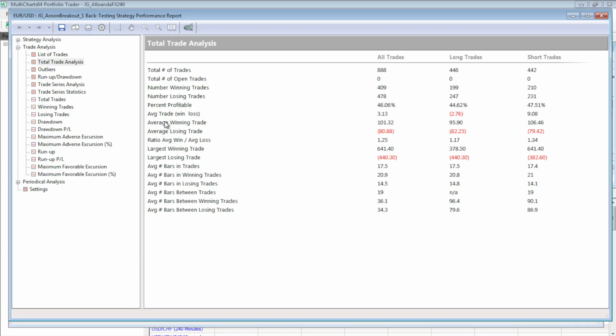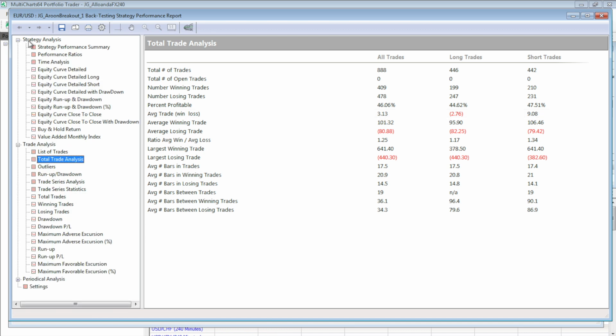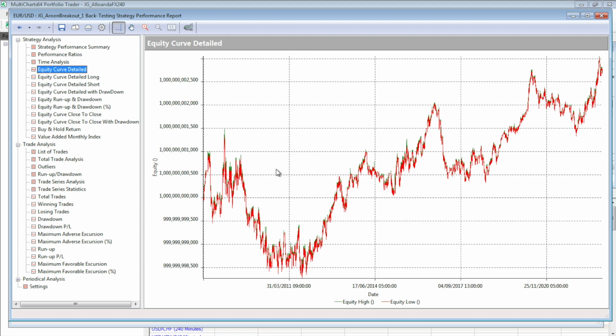Euro dollar. Got an average trade of only 3 pips, so this is unlikely to make money. Equity curve isn't that great. I mean, it is going up, but it's not that great.